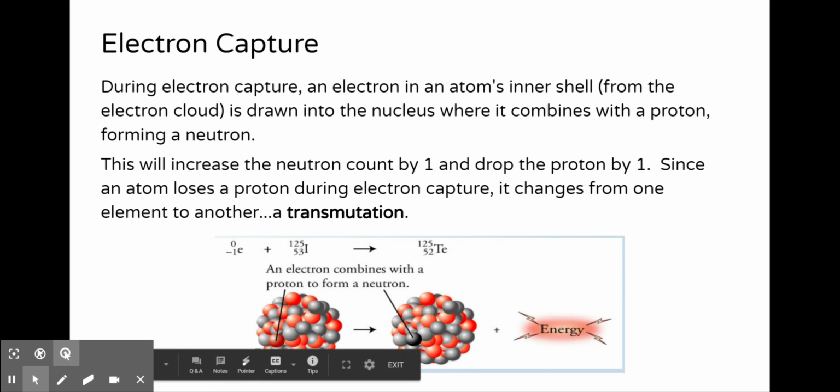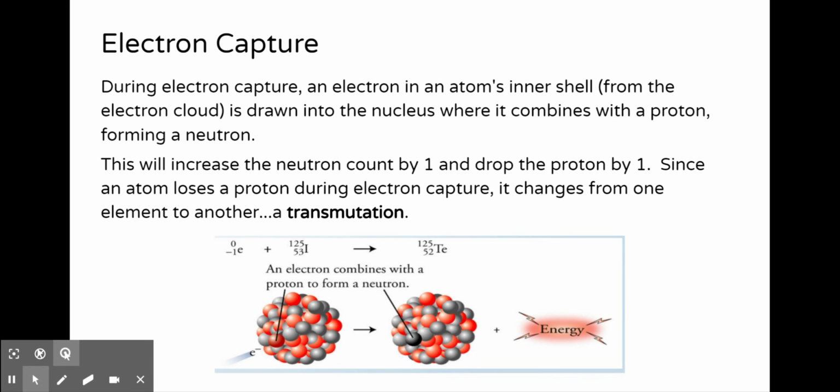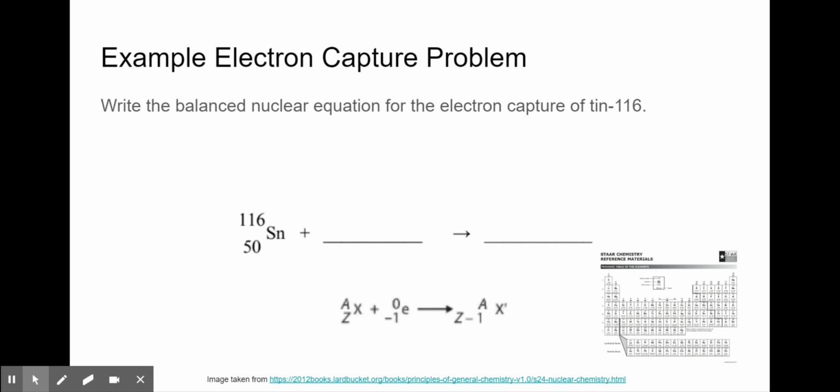Next, we have electron capture. During electron capture, an electron in the atom's inner shell, so this electron comes from the electron cloud, not the nucleus, is drawn into the nucleus where it combines with a proton to form a neutron. This will increase the neutron number by 1 and drop the proton number by 1. Again, since an atom loses a proton during electron capture, it changes from one element to another, and I have a transmutation. So let's do an example. Write the balanced nuclear equation for the electron capture of 10(116).